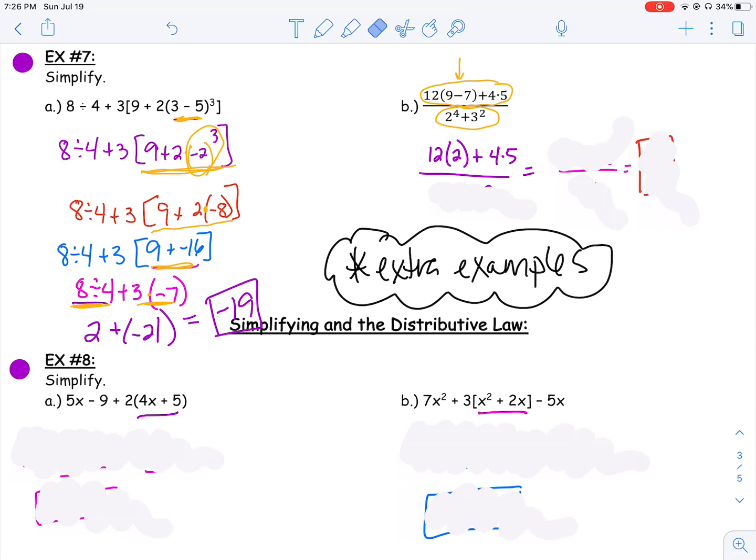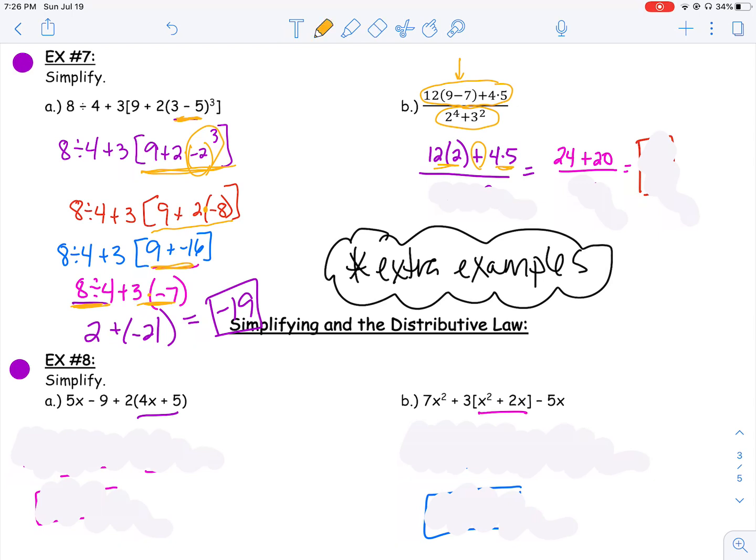I have 12 times 2, then plus 4 times 5. I notice that I have multiplication here and multiplication here that's only separated by a plus sign. So since they're separated, I can do those multiplications separately. And I can say that 12 times 2 is 24, and 4 times 5 is 20. 24 plus 20 is 44. Remember that number for the numerator.